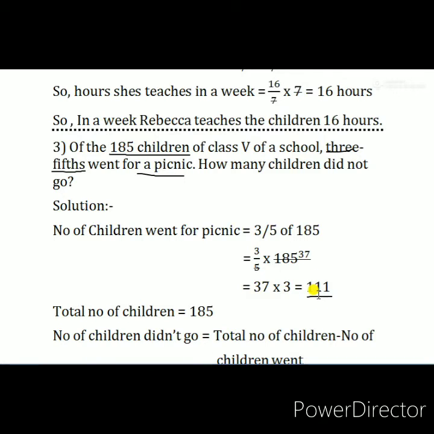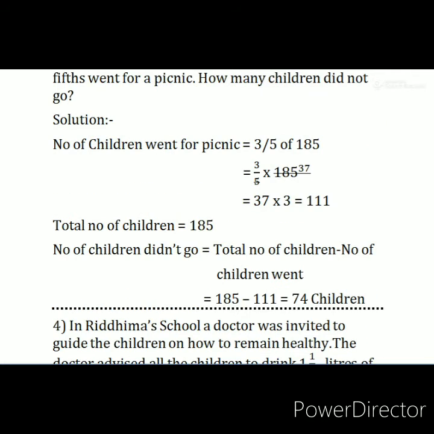Now we have to find the number of children who did not go. So first write the total number of children, 185. From this total number, we have to subtract the number of children who went for the picnic. Then we will get the number of children who did not go. So the number of children who did not go for the picnic is the total number of children minus the number who went. Total number of children is 185. Number of children who went, we found, is 111. So 185 minus 111 is 74 children.